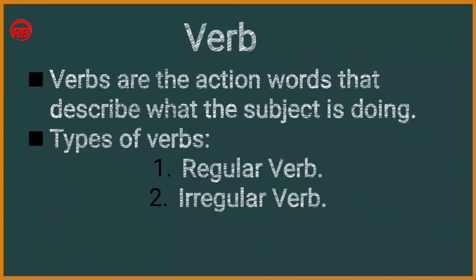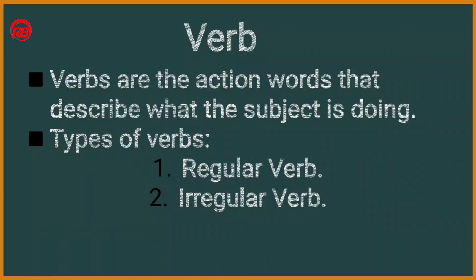Before getting into the topic, we should know what a verb is. Verbs are the action words that describe what the subject is doing. So, we used to call a verb an action word. It describes the action of what the subject is doing. For example, he is writing or he is eating. So, writing and eating are the actions done by the subject.